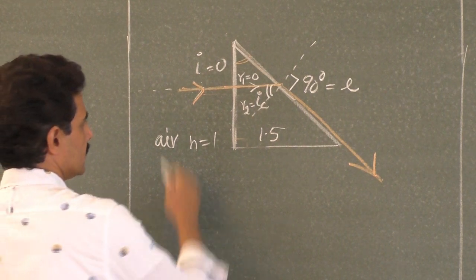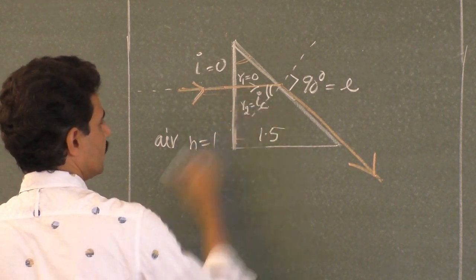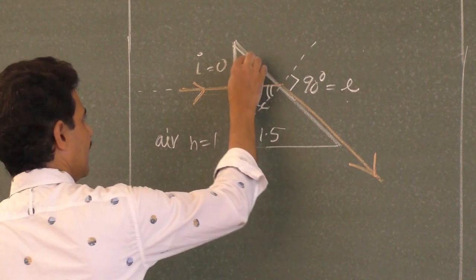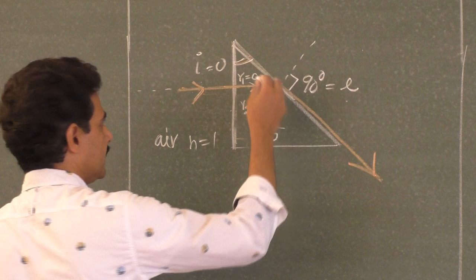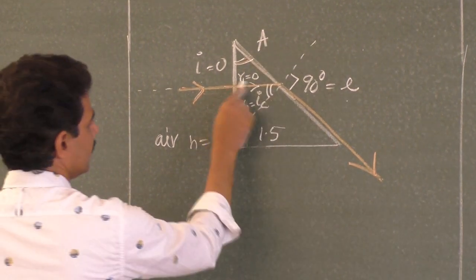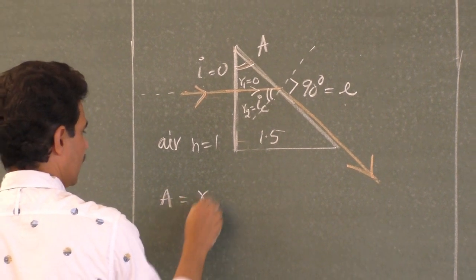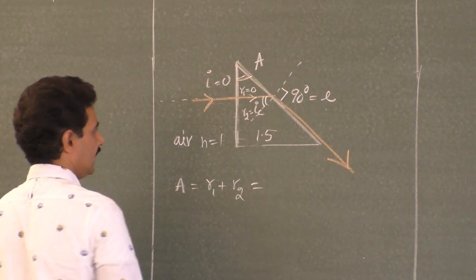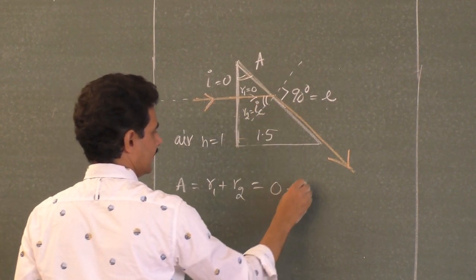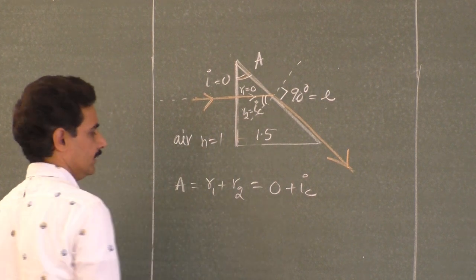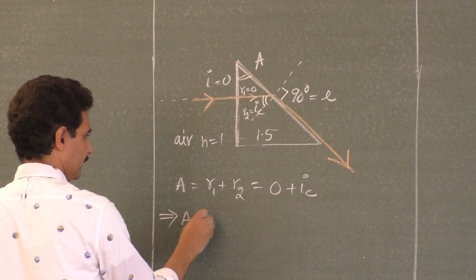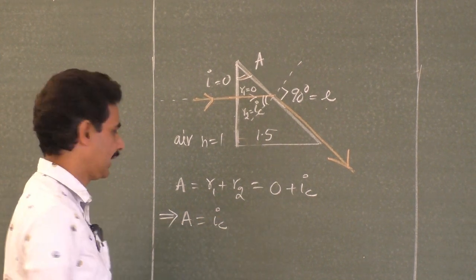Once you get all the values, so i0, r1 is 0, r2 is the critical angle, and e is 90 degrees, they are asking you what is the angle of the prism. The angle of the prism, A, is nothing but r1 plus r2. So A is equal to r1 plus r2. If you put the values here, r1 is 0, the first angle of refraction, r2 is ic, the critical angle, then A is equal to ic. So that implies A is equal to the critical angle.